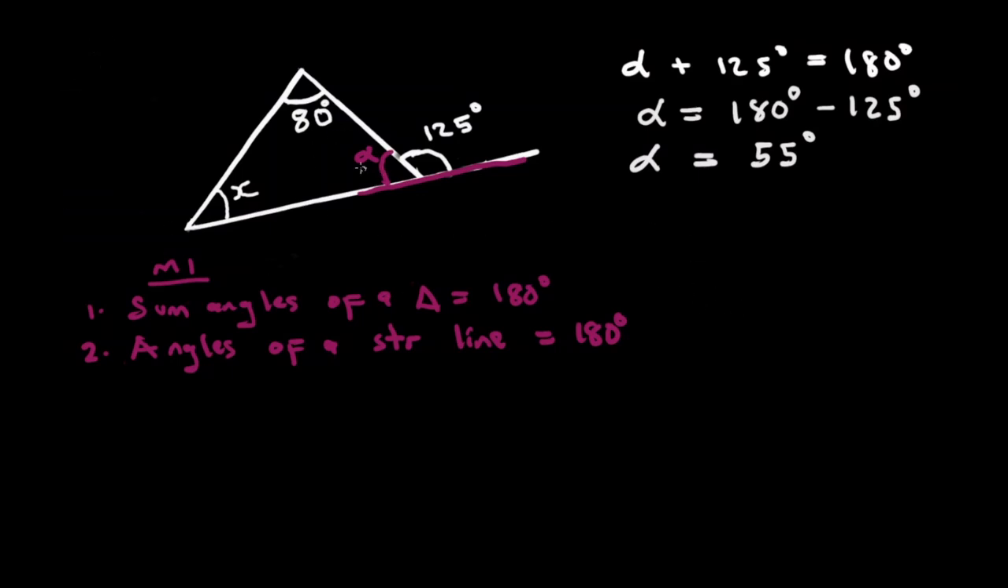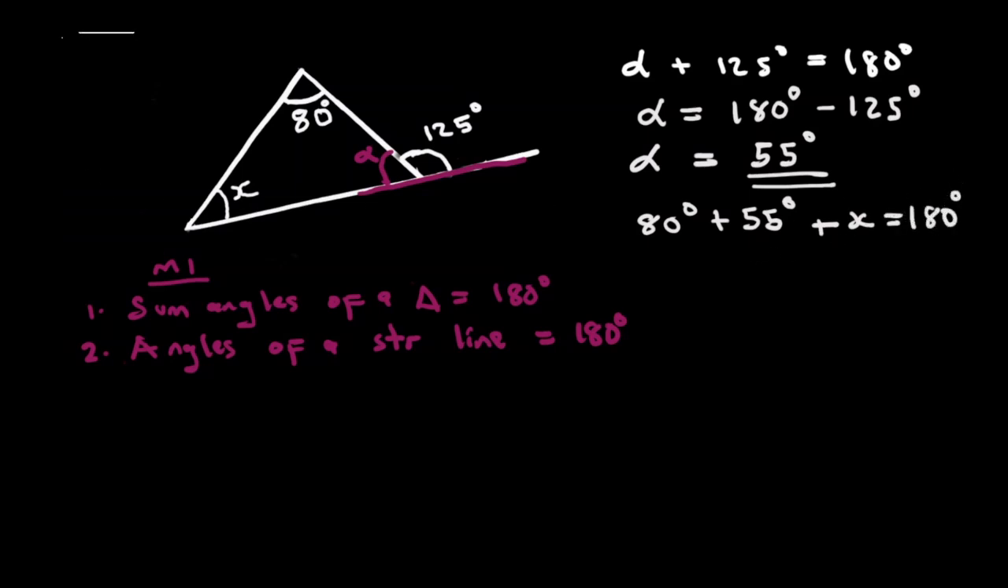Now, having established that alpha is equal to 55 degrees, we are going to use our first fact, which is the sum of angles of a triangle gives us 180 degrees. That means if we add this 80 degrees plus alpha plus x, we should get a sum of 180 degrees. So let us do it. That will be 80 degrees plus 55 degrees alpha plus the x we do not know should give us 180 degrees.